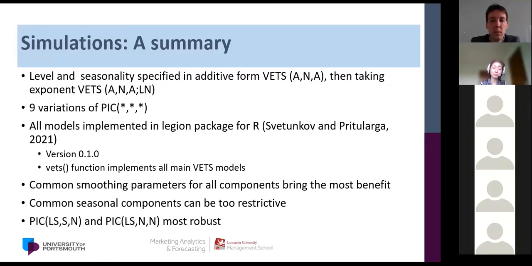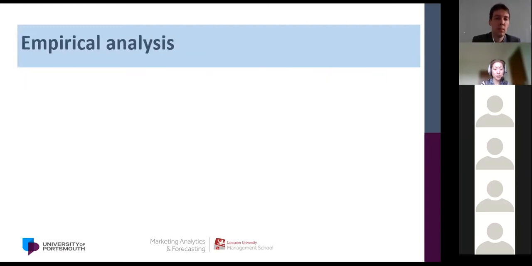On the other hand, these two variations work out very well and very robust. So it is common smoothing parameters for both level and seasonality. In terms of initial values, you can either have common initial seasonal values or individual. They are not just robust in terms of the forecasting performance; both point forecast and prediction interval results are strongest with these two. All right, I'll then move on to the empirical part.